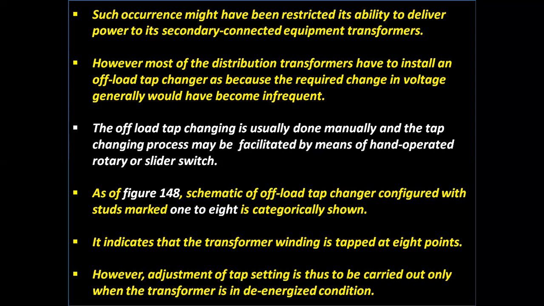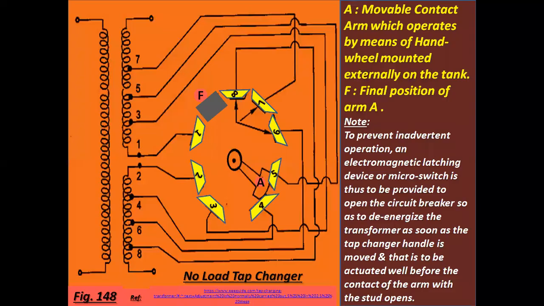It indicates that the transformer winding is tapped at 8 points. However, adjustment of tap setting is to be carried out only when the transformer is in de-energized condition. See the diagram of the no-load tap changer.